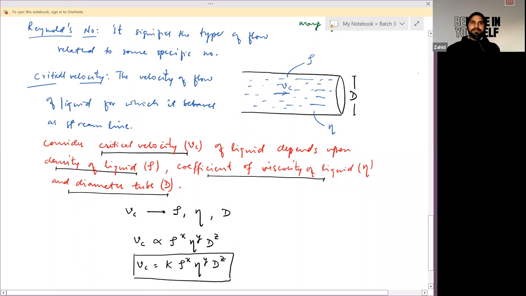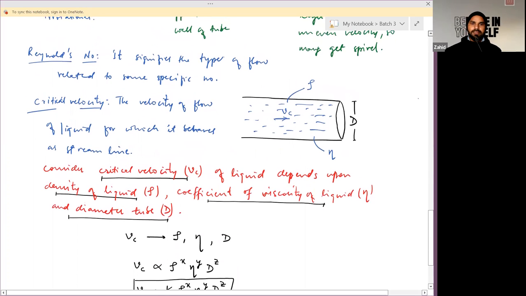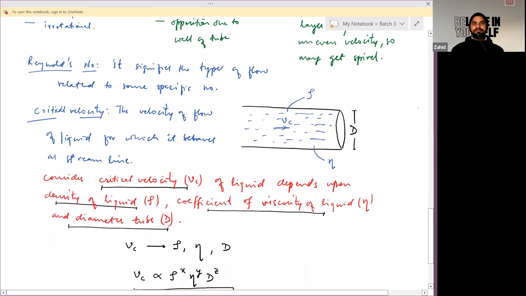Now, according to this, write the dimension of each term on the left-hand side and right-hand side, then compare the exponent of the same term on either side to get x, y, z. First, write it down up to this part, then I'm calculating this.